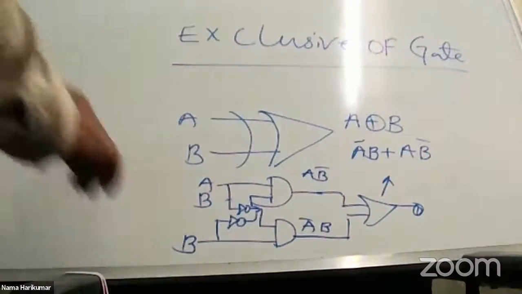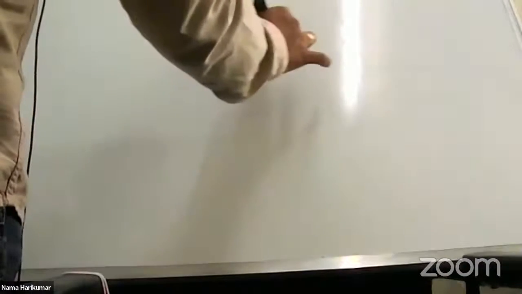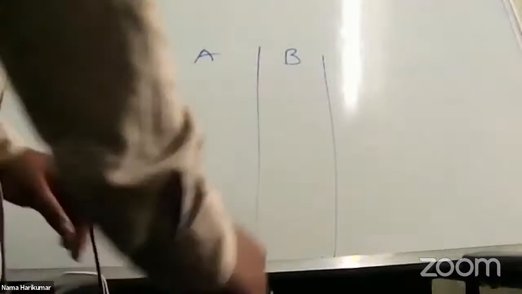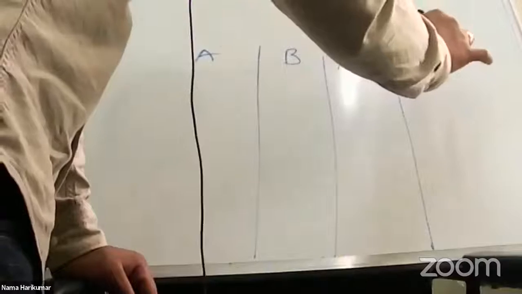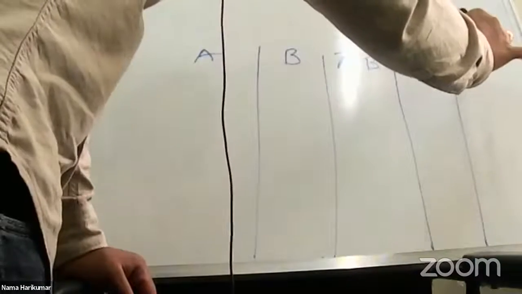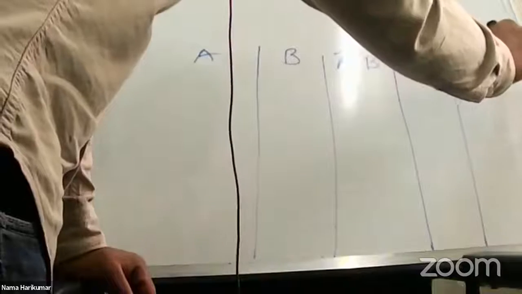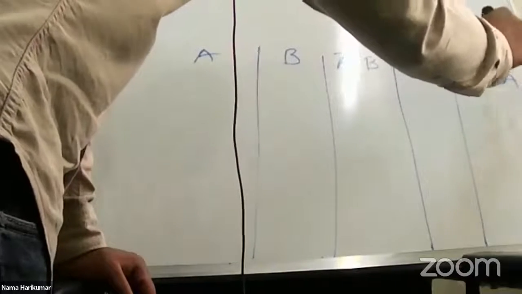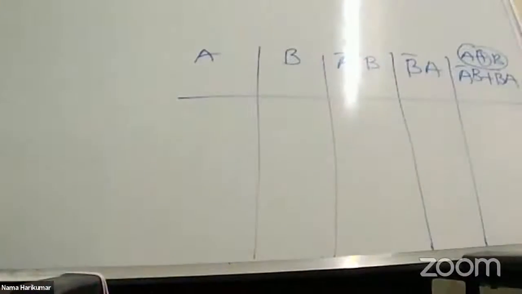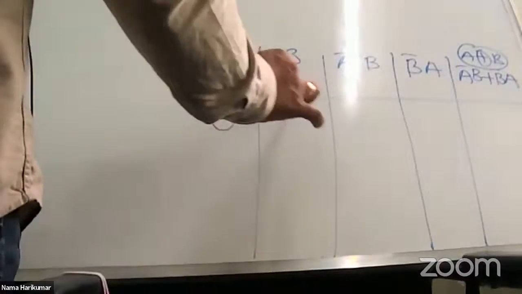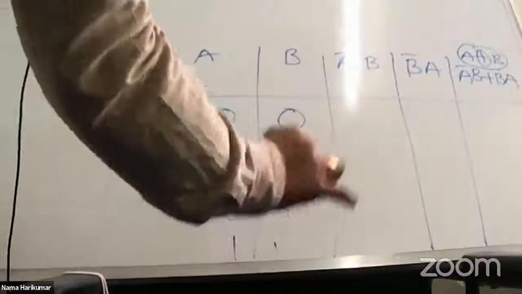Next is the truth table of the exclusive OR gate. The inputs are A and B, and the outputs are A bar B and B bar A. Finally, we will get A bar B plus B bar A, which is A circle plus B. Anyone can make it. The input combinations are 0 0, 0 1, 1 0, 1 1.